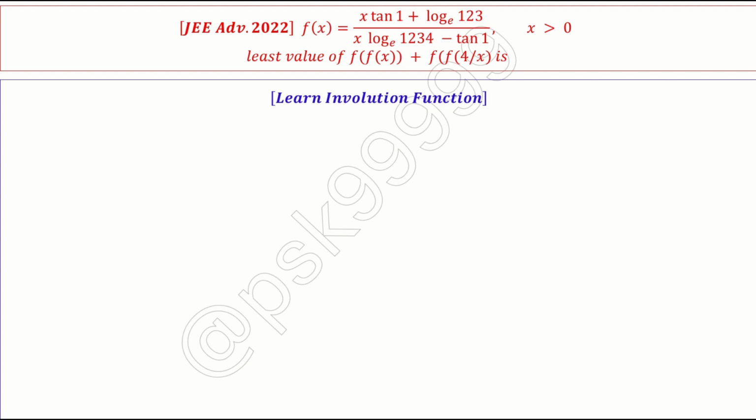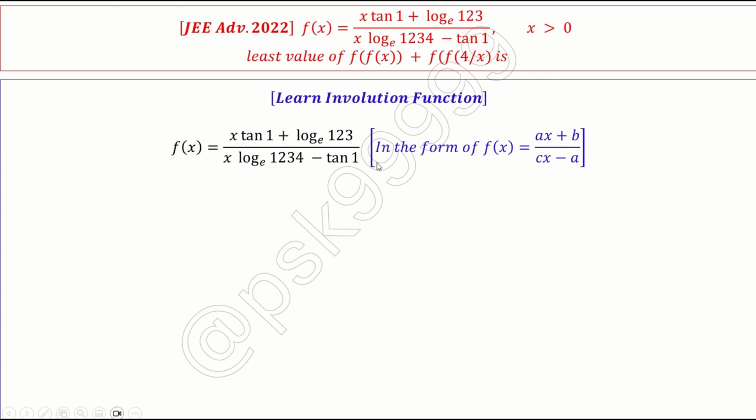Okay, coming back to the problem. Now we understood that if something is in the form of ax plus b divided by cx minus a, it is an involution or self-inverse function. If you see here, tan 1 is nothing but a for us. So ax and minus a in the denominator. So this is an involution function. Once you know that, this is a very simple two-line problem actually. So f of x equal to this one. This is in the form of this. It's an involution function. Correct.